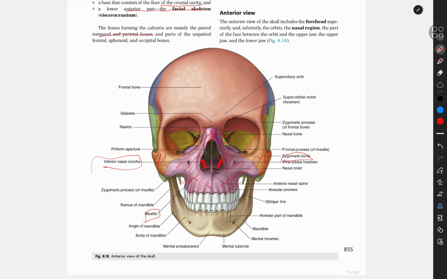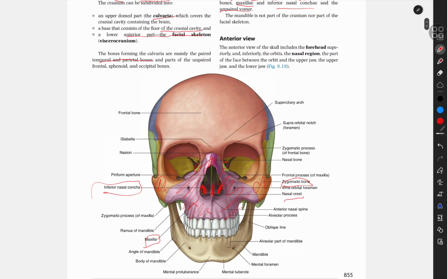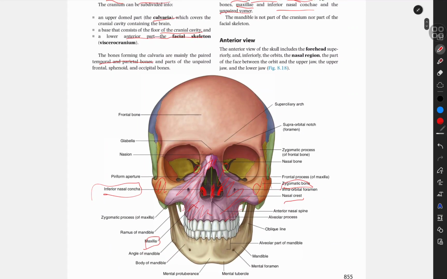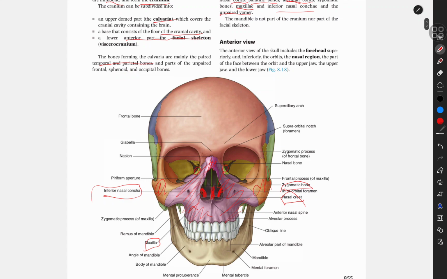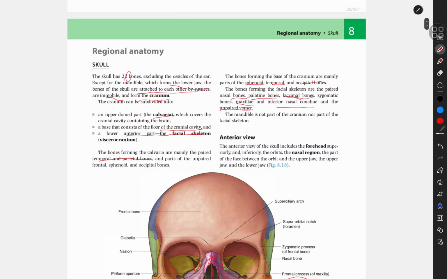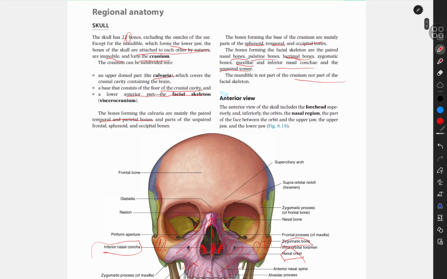Where is the vomer? Oh, here. The nasal crest comes from the vomer, but why didn't they label the vomer? I don't see it, but here should be the vomer. The nasal crest is formed by the vomer bone. Oh, no, this is the nasal crest. Yeah, this is the vomer. The mandible is not part of the cranium nor part of the facial skeleton. The mandible is a different beast.